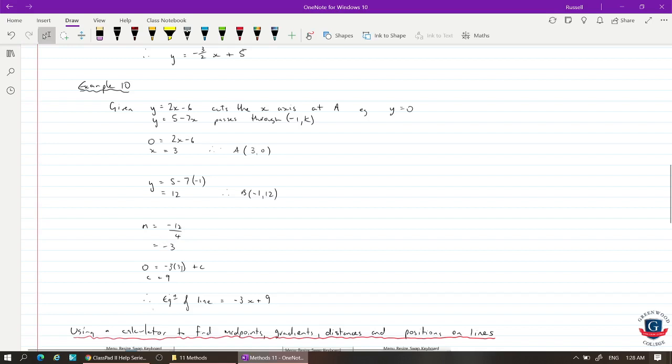We now have the gradient. Substitute that into the equation for one of the points. This is probably the easier point because it's got a 0 in it. So y, 0, equals the gradient -3 times 3 for x. 0 has to equal -9 plus some value. c must be 9. So we have a gradient. There it is. We have c. There it is. The equation of the line passing through these 2 points is y equals -3x plus 9.